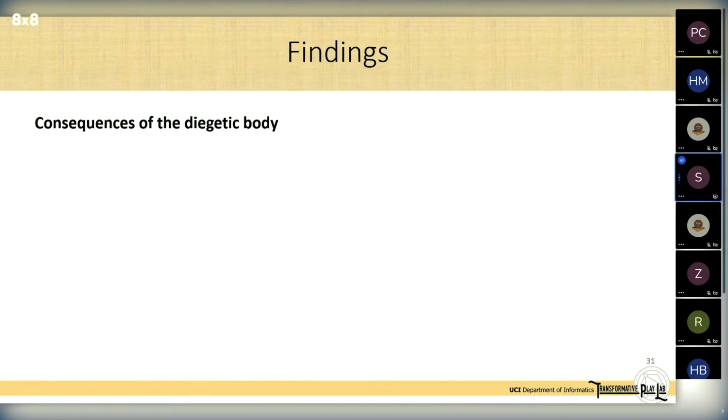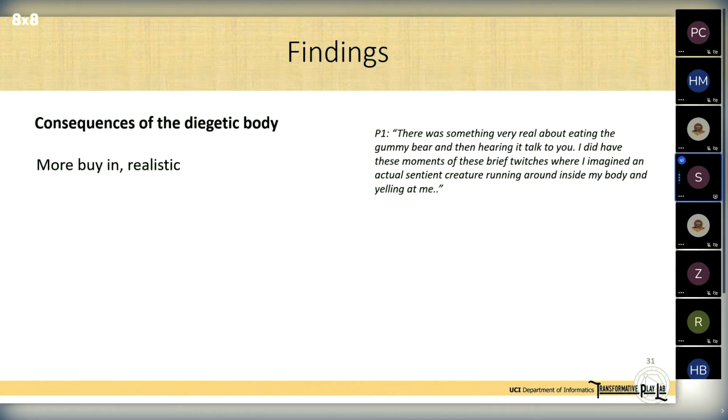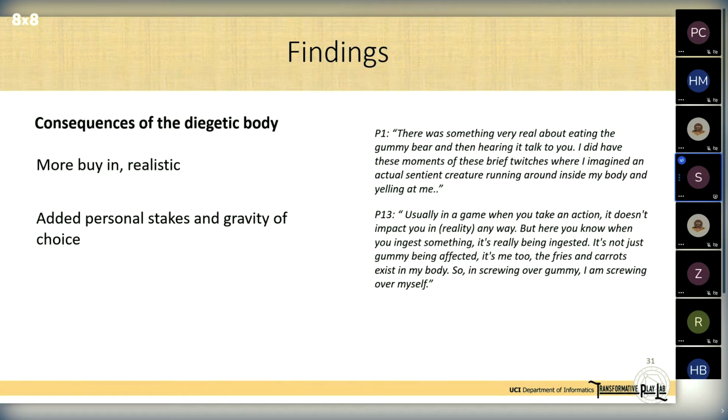So let's talk a little bit about what the consequences were of positioning the body in a diegetic role. Participants discussed how their body helped them buy into the story more because it gave them a sense of realism. So P1 says, there was something very real about eating the gummy bear and then hearing it talk to you. I had these moments of brief twitches where I imagined an actual sentient creature running around inside my body, yelling at me.